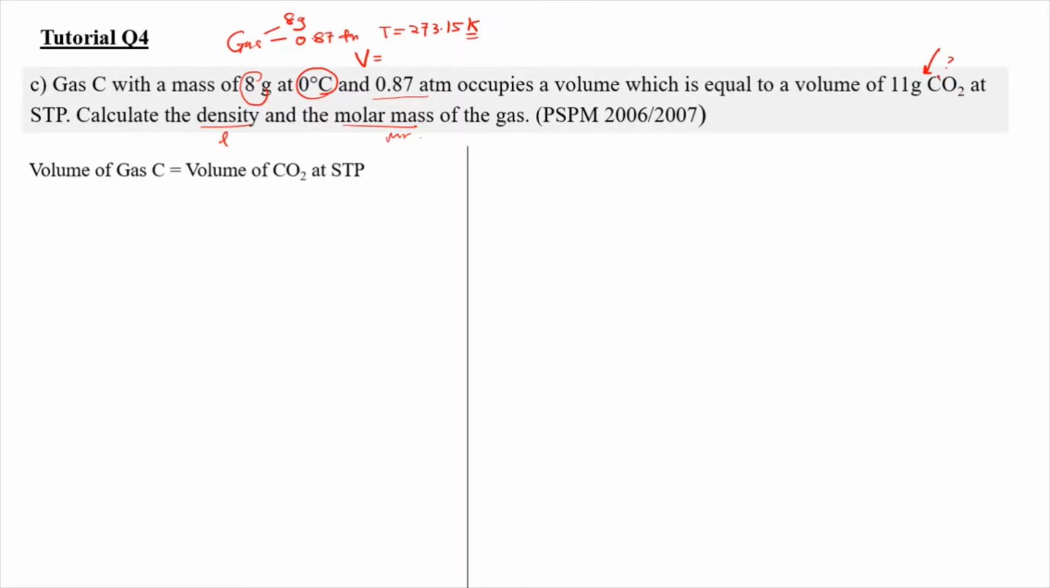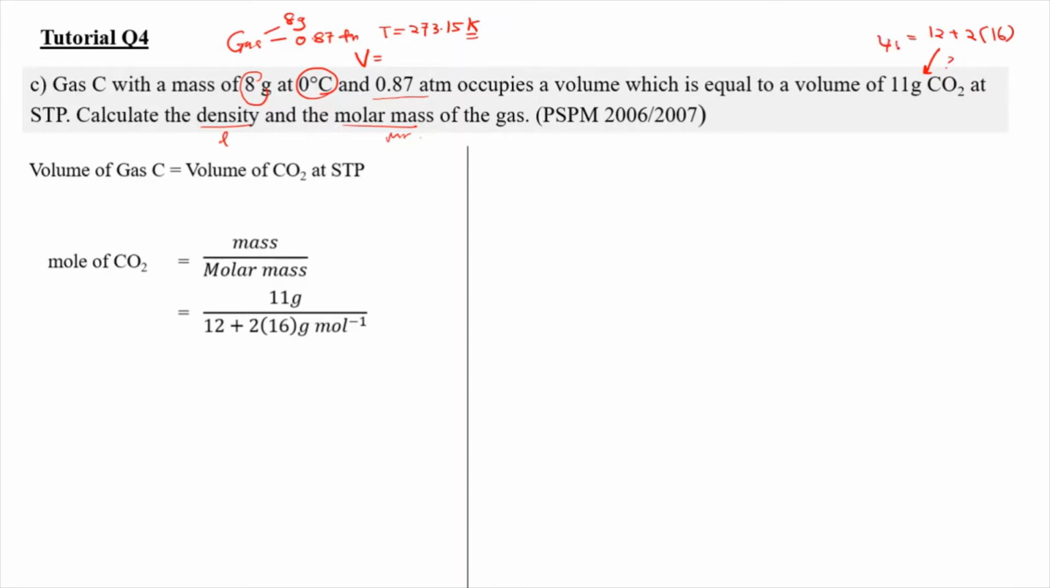So we can find the volume of carbon dioxide by finding the number of moles first, by dividing the mass with the molar mass. So for the mole of carbon dioxide, we're going to divide the mass with the molar mass, in which the mass of carbon dioxide is going to be 11, and the molar mass here is going to be carbon representing 12, and then we have 2 oxygen, which is 2 multiplied by 16. So we're going to have a total of 44. So 11 divided by 44, we're going to get 0.25 moles.